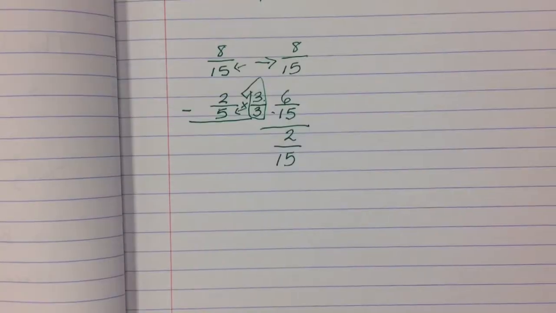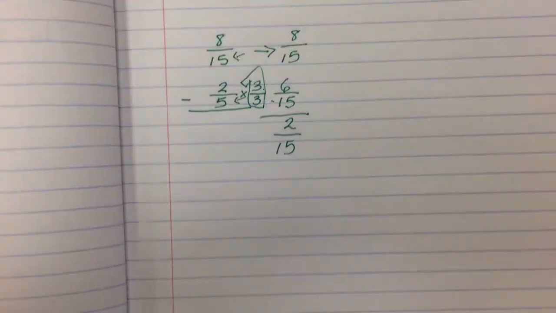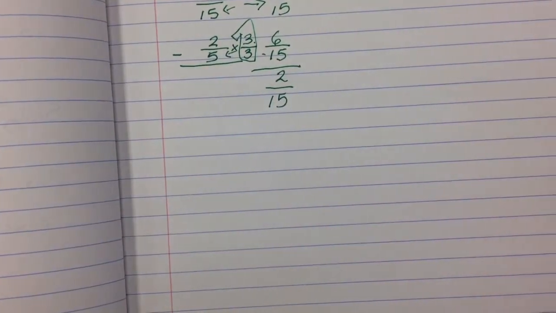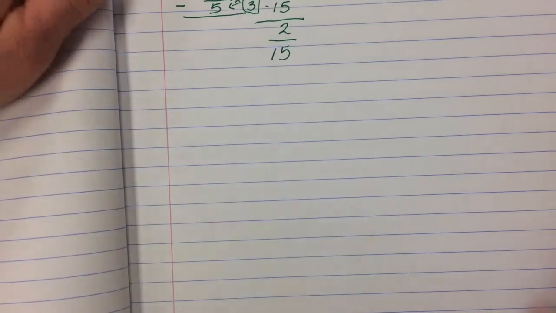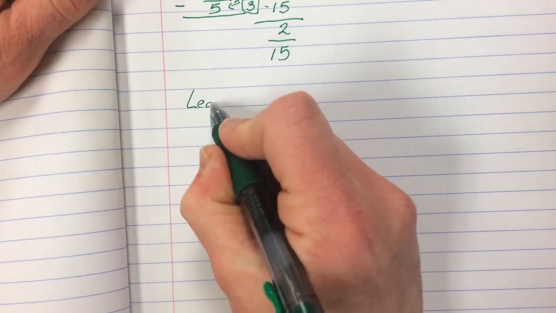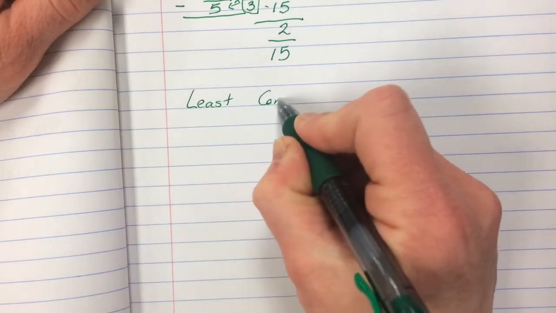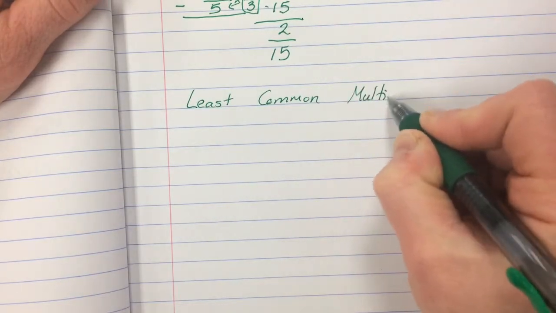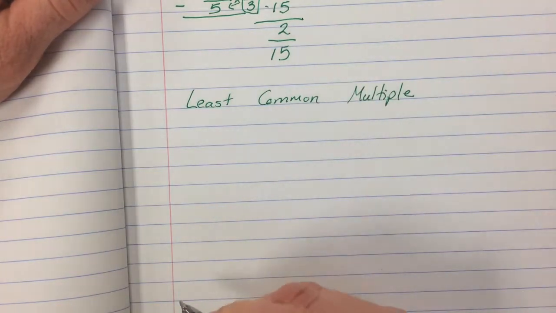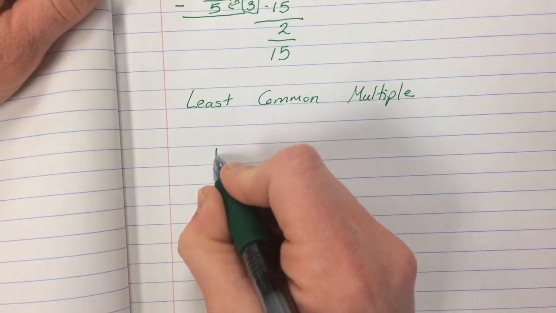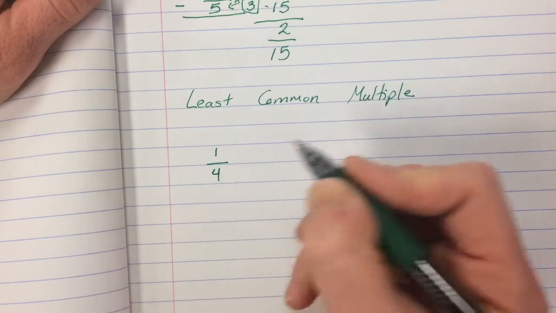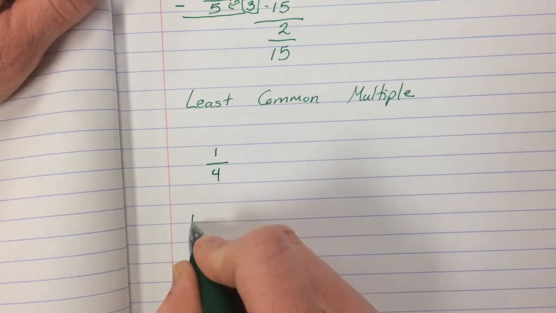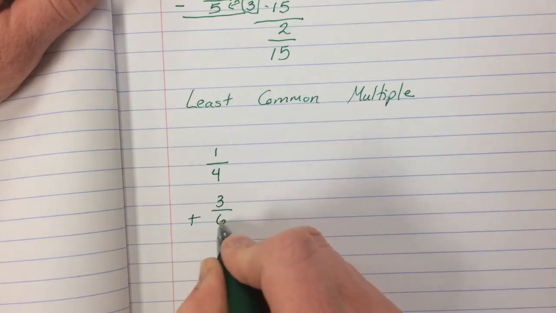Now, tomorrow in class we're going to talk about adding and subtracting fractions again using a least common multiple. Because let's say we have 1/4 plus 3/6.